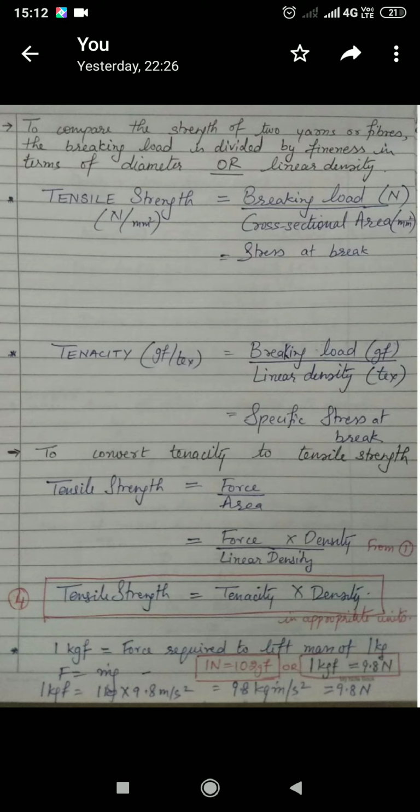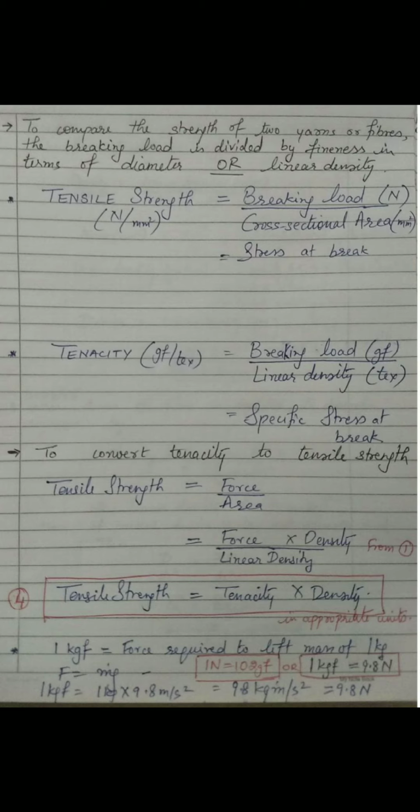Now we'll try to understand one more relation, the unit conversion from kilogram force to Newton, and 1 kgf is basically force required to lift mass of 1 kg. Now F is equal to mg, so if force is 1 kgf and mass is 1 kg, and acceleration due to gravity is 9.8 meter per second square, we get the relation that 1 kgf is equal to 9.8 kg meter per second square, which is equal to 9.8 newtons.